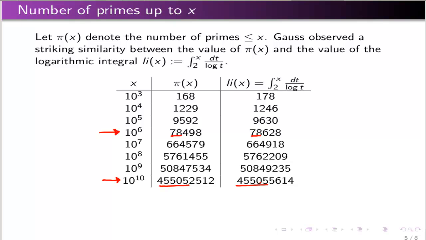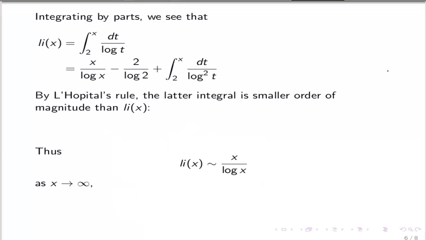Remarkable accuracy. And so one can see that if you take the ratio of these two quantities, this approaches the value 1 quite rapidly as x goes to infinity. Now Gauss phrased this observation in a more elegant way. So if we integrate by parts, I want to discover just what is the order of magnitude of this logarithmic integral.